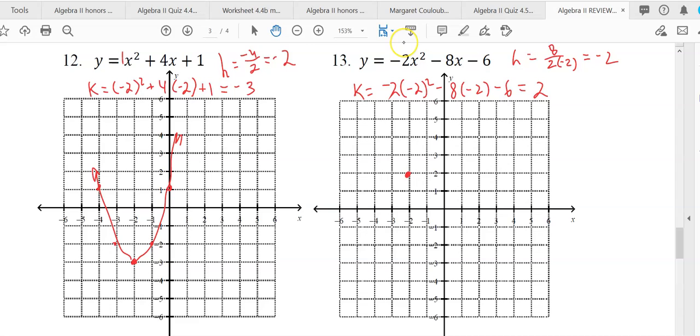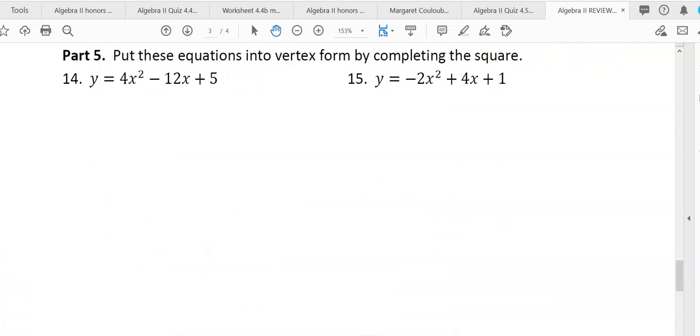a is negative 2, so I'm going to go over 1, down 2, over 2, down 8. Instead of over 2, down 4, it's a much skinnier parabola. All the y values were multiplied by negative 2 there. And you can graph it. Consider these some of the toughest ones on the test. So let's do completing the square.